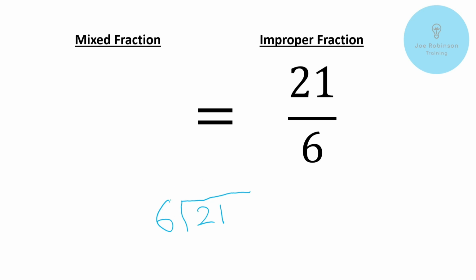So how many 6s are there in 2? Well, there's none, are there? So we're going to say 0 with a remainder of 2. How many 6s are there in 21? 6, 12, 18 gives us 3.